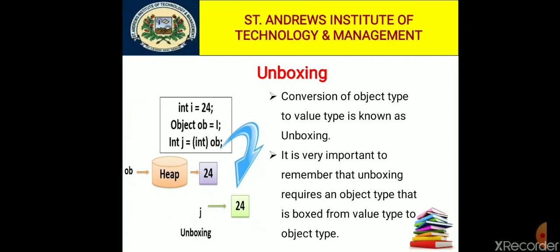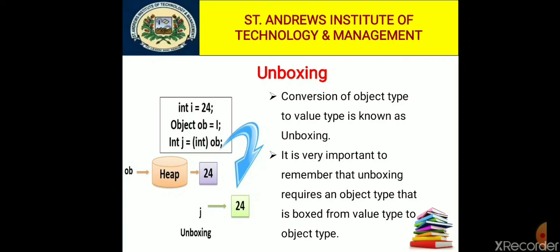One can only unbox a variable that has already been boxed. It is very important to remember that unboxing requires an object type that is boxed from a value type to object type. It is a very important question expected in the university exam: boxing and unboxing. What is the basic difference between boxing and unboxing? Explain boxing and unboxing.